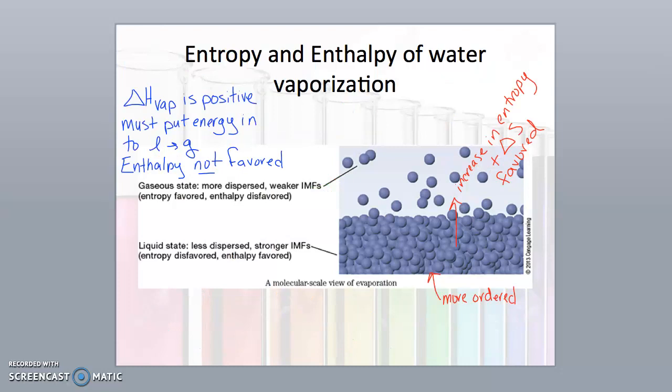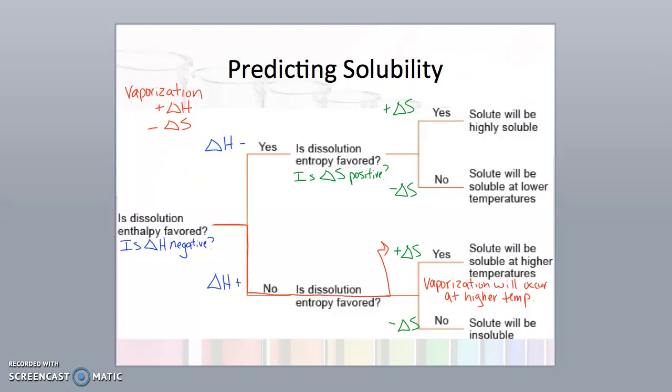So if we looked at just the vaporization of water in terms of entropy and enthalpy, we could say, well, it takes energy. We have to put in energy to put the liquid into the gas phase, and that's going to have a positive delta H. So enthalpy is not favored, but going from the liquid to the gas state does increase entropy, which is favored.